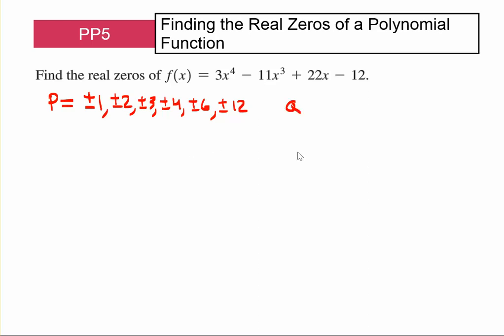Okay, let's go with q then. All the factors of 3. Okay, this one's at least a short list here. It's 1 and 3. That's it.